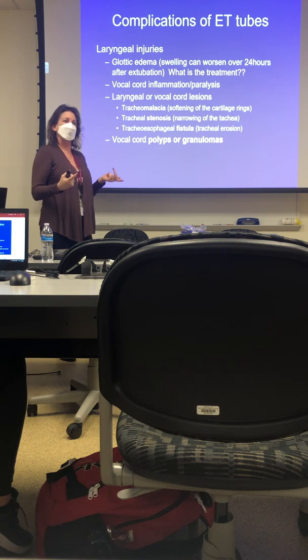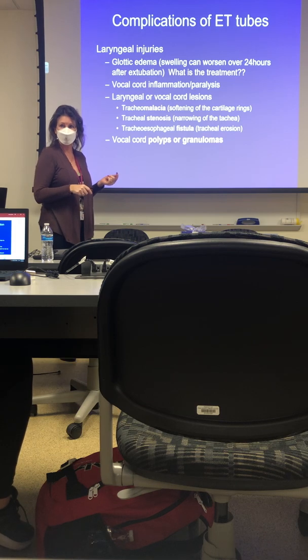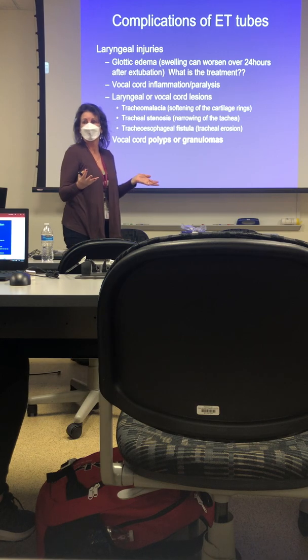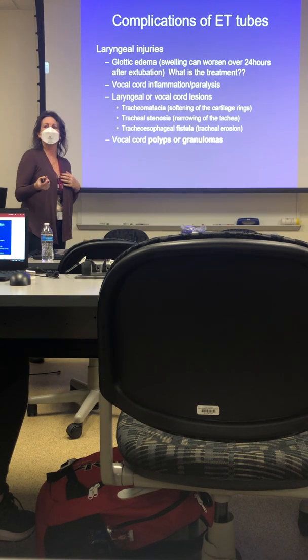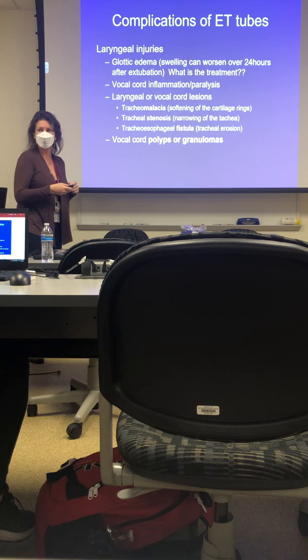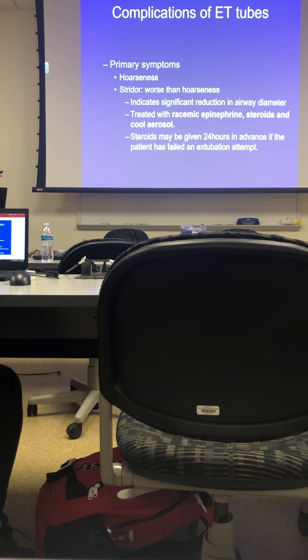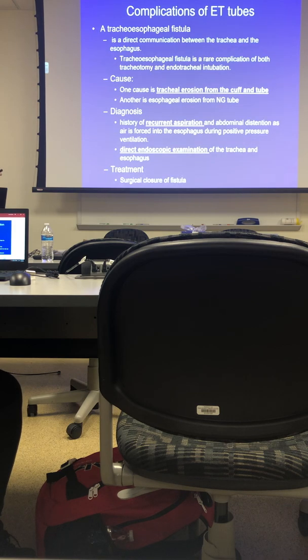And then if that's not working, we can give a steroid called Decadron. Okay, we can give Decadron, but Decadron takes 4 to 6 hours to work. So if it's moderate to severe, you might just have to reintubate the patient. Okay? So this talks about a tracheoesophageal fistula. It's tracheal erosion from the cuff and the tube, and they would have to surgically fix it.